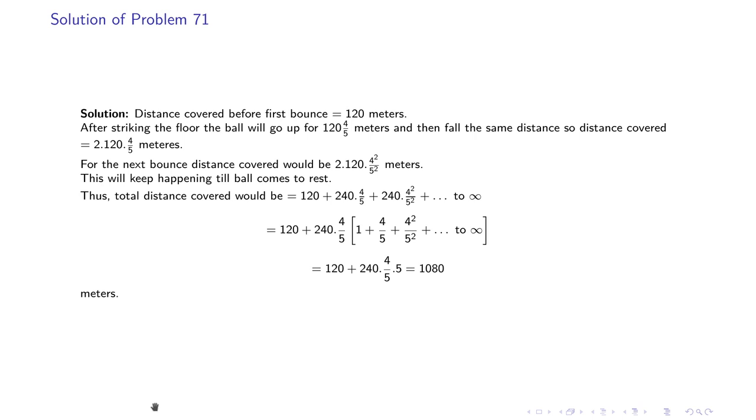So now our sum would be 120 plus 240 into 4 by 5 plus 240 into 4 square by 5 square up to infinity, because it will take an infinite number of bounces for the distance to become zero. So we apply the formula for the sum of an infinite number of terms after taking 240 into 4 by 5 common, which makes the first term 1 and the common ratio 4 by 5. So you will get the distance as 1080 meters.